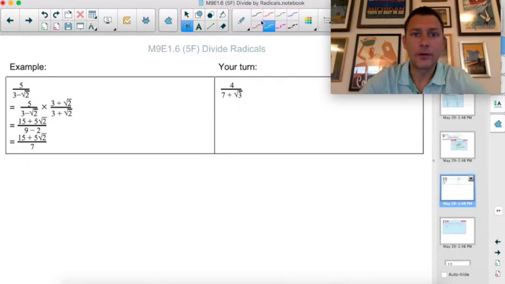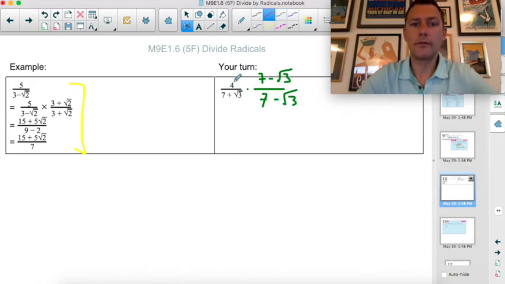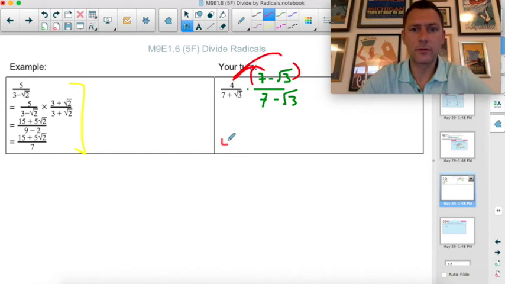Try that here. Here's an example. If you want to check that out, try it with this. I would multiply by 7 minus root 3 over 7 minus root 3. When you multiply 4 into this numerator, you end up with 4 times 7, which is the 28, minus 4 root 3s. That's all fine and dandy.